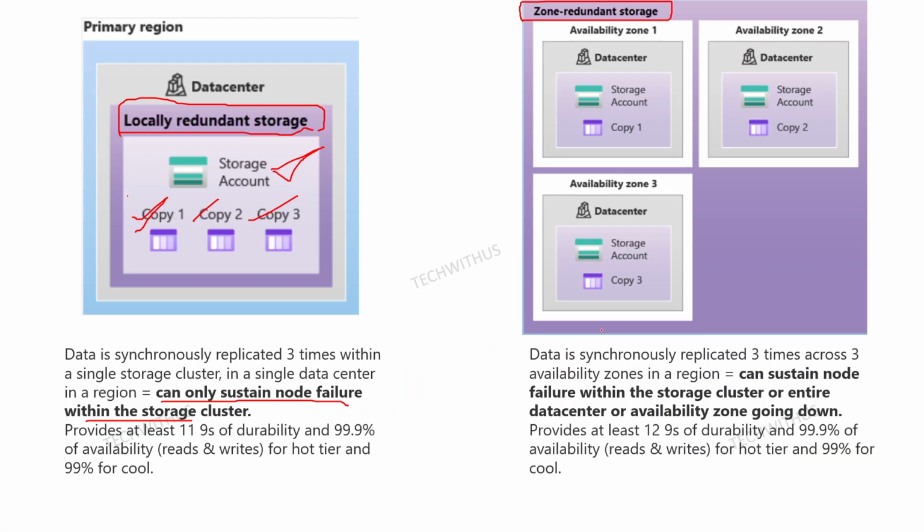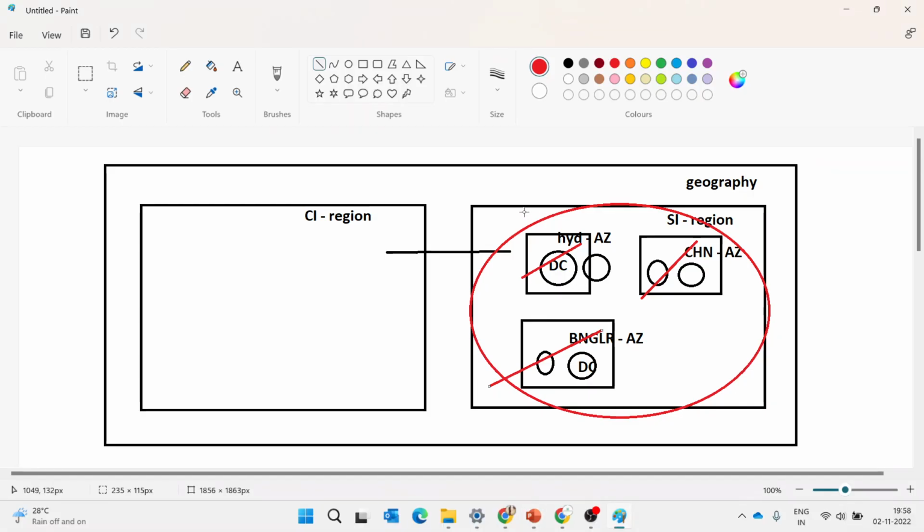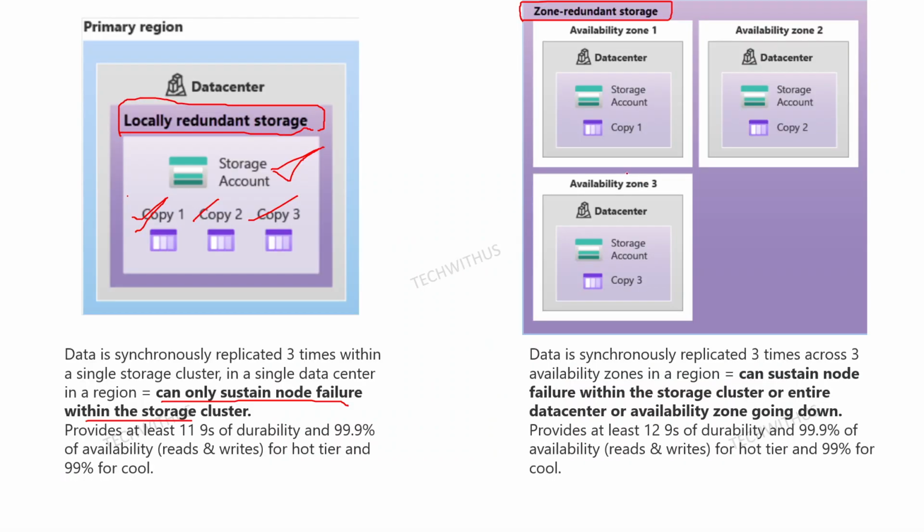So if due to any calamities or tsunamis Hyderabad is down, your photo will be visible from Chennai and Bangalore. If Bangalore is also down, your data will come from the Chennai zone. The same thing they will be explaining.